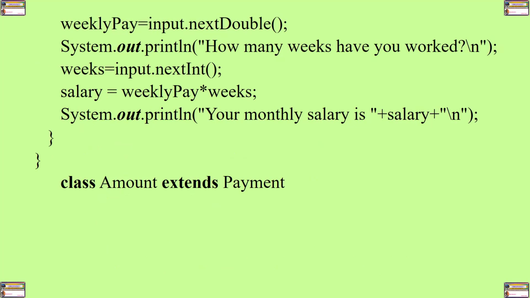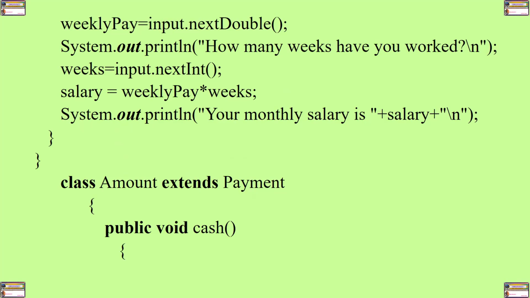Now the next class is called amount. This is a subclass or a child class or derived class because it is inheriting the properties of the class called payment. So what is the definition of the subclass called amount? One, because it is inheriting the properties of payment, we can see it has a method called cash.